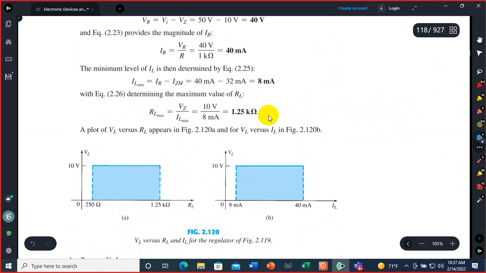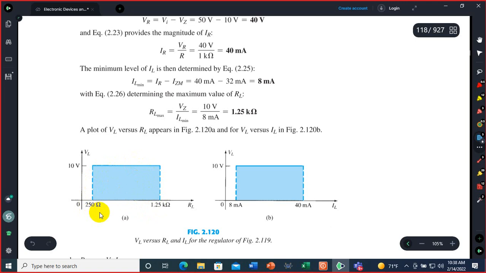1.25 kilo ohm. So a plot of IL versus RL appears in figure 2.1. It's the minimum value, maximum value. Within this range, the Zener diode will be in the on state. So if you know this value, then you can design a circuit.